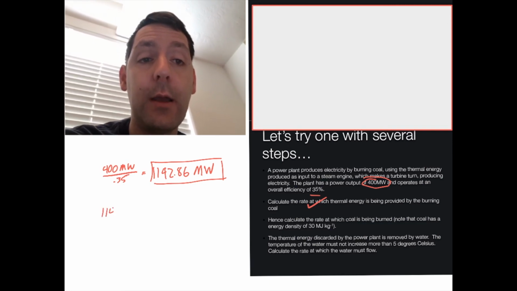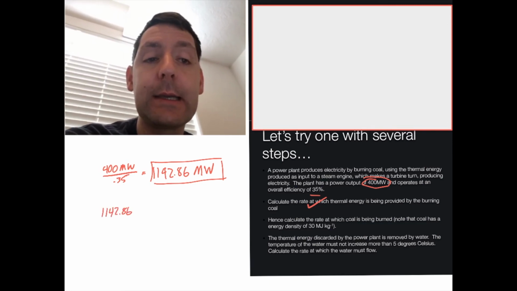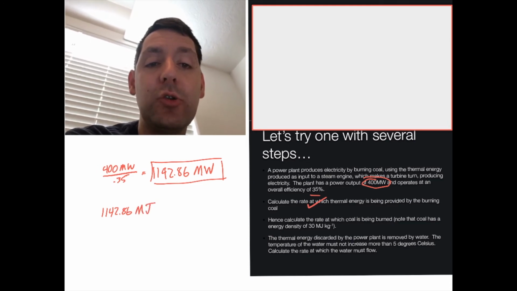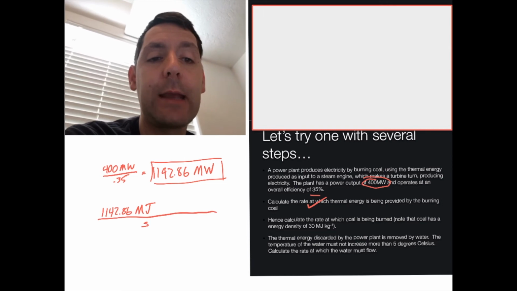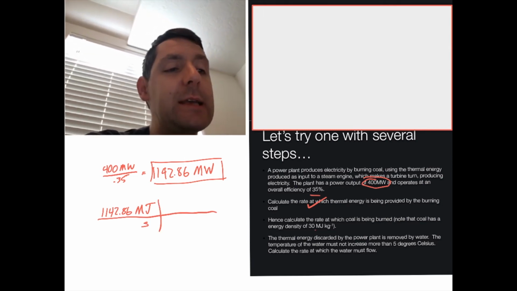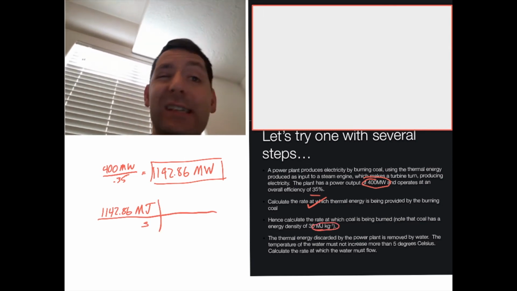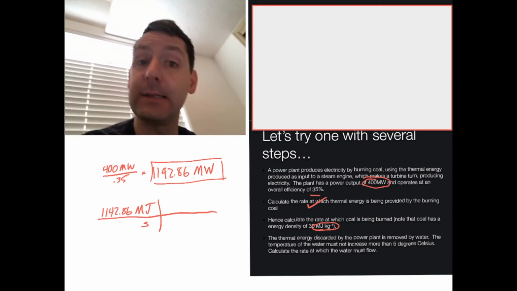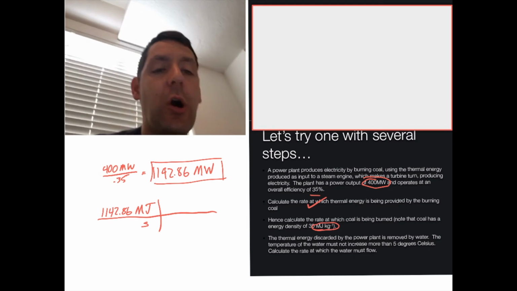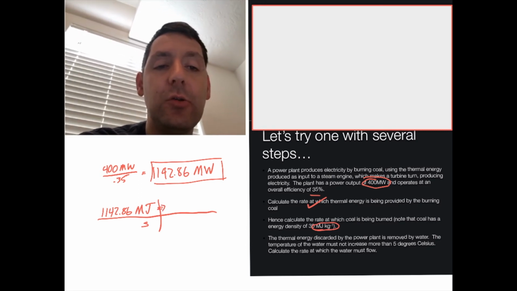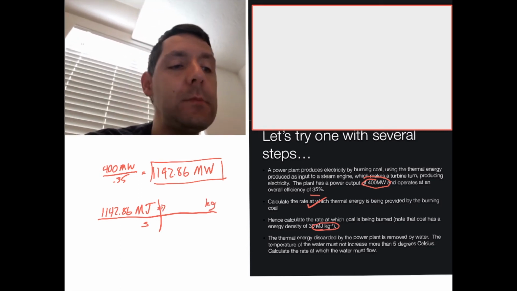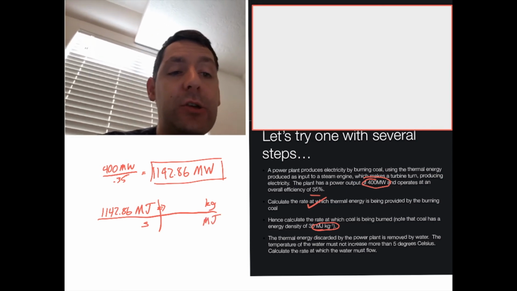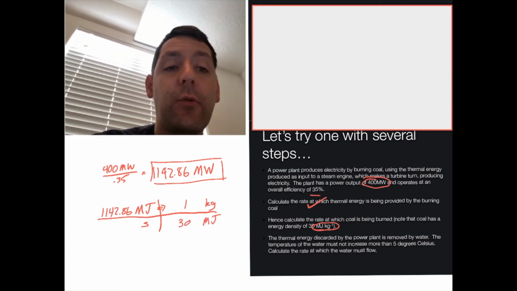So 1142.86 megawatts. Now what I'm going to do is write this megawatts as megajoules per second. The reason being is that I see the conversion I've got here is in joules, and if I use joules, it's going to be easier to get things to cancel out later. Okay, so I do want to turn this into kilograms. I want the megajoules to cancel out. So it does say 30 megajoules for 1 kilogram.